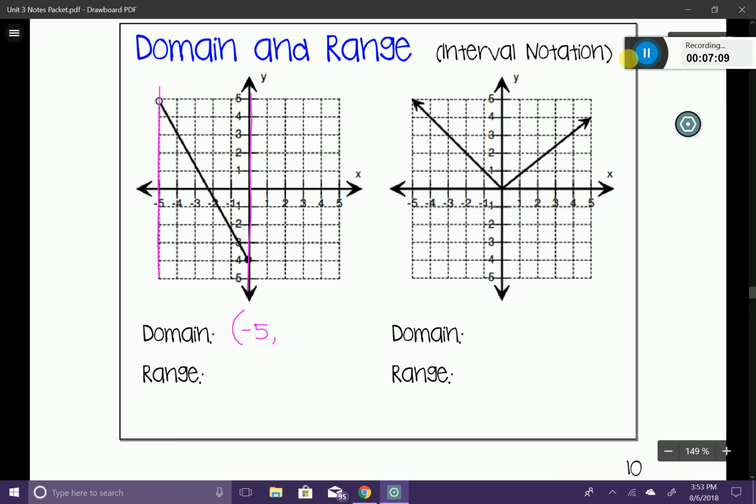And be careful not to say 4. That's not what we're looking at. We're looking at where it crosses the x-axis. And it's going to be 0. And that point is included, so that's going to use a bracket.